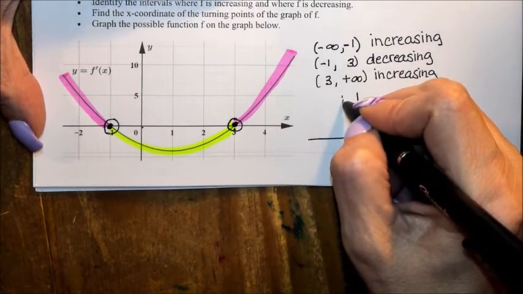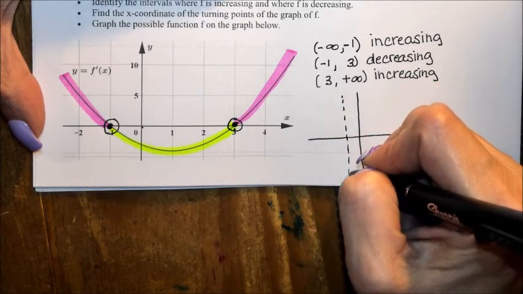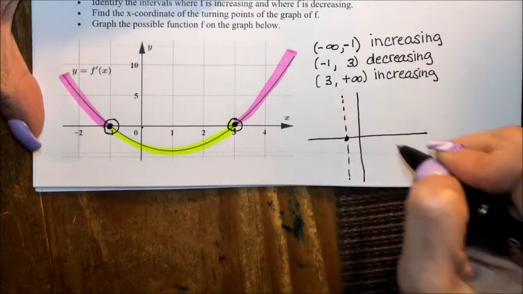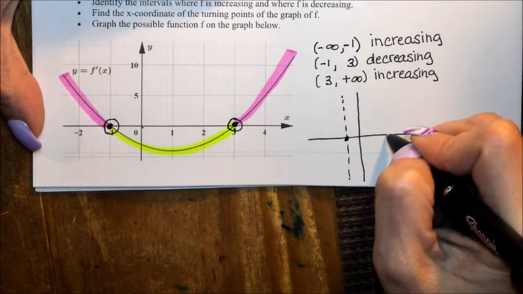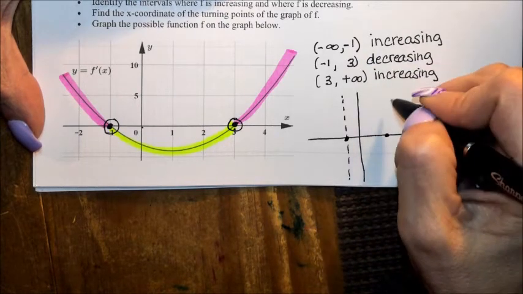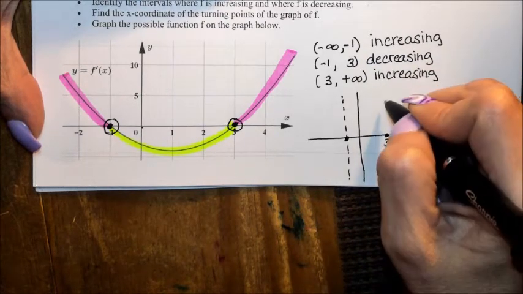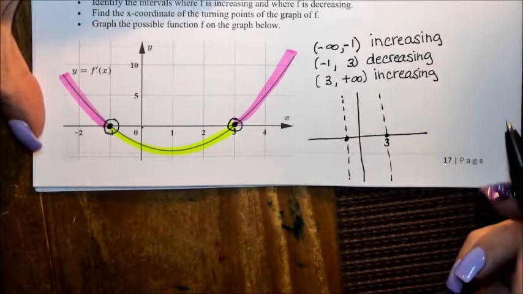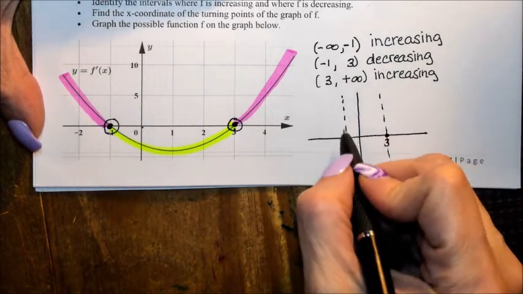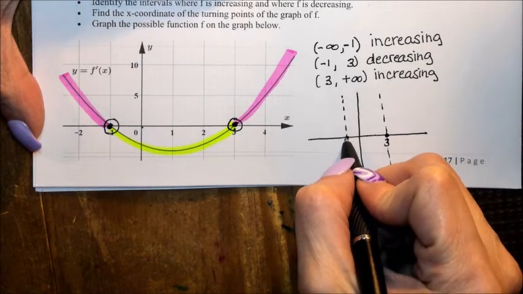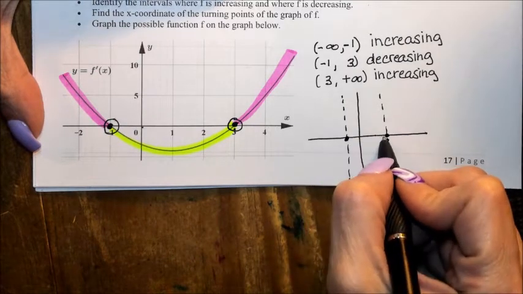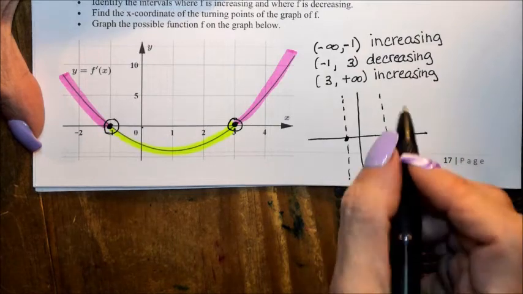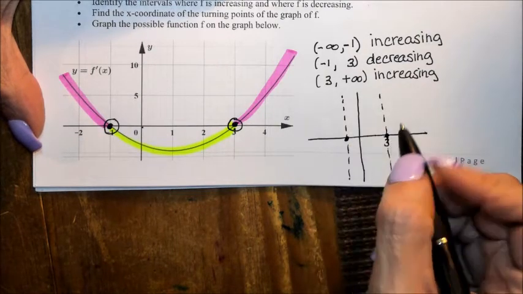Turning points are at negative 1 and 3. I'm going to put this here. The reason I put these lines, they help me graph. Here's what I know. I know that over here at negative 1, I have a turning point, and at 3, I have a turning point. It does not mean that those are zeros. It's just a turning point.